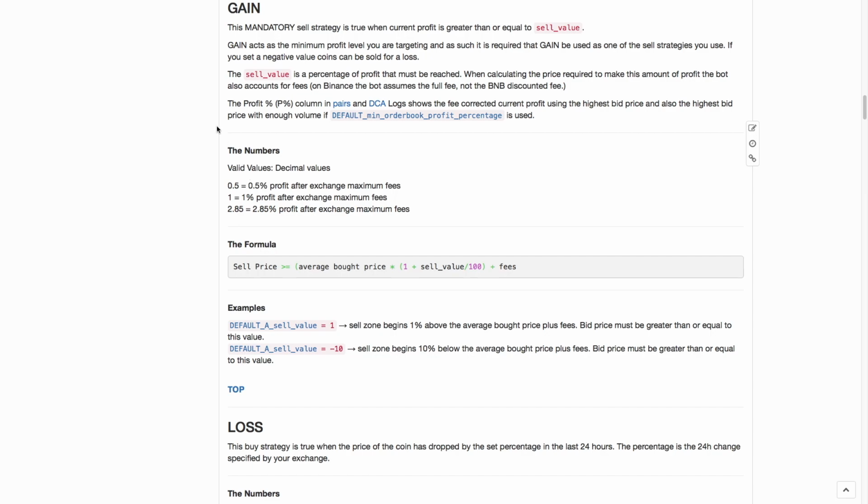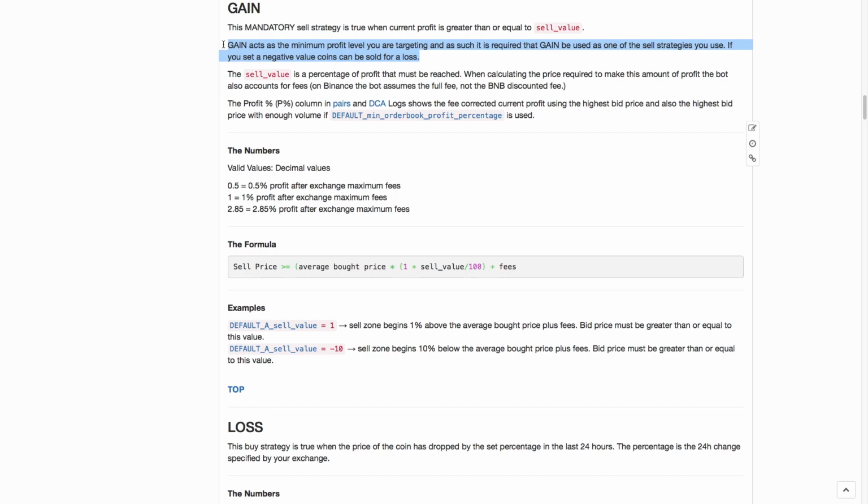Now, there is a neat little feature about this that was not in version 1. Gain can now be used to sell coins at a loss if you want. So if you set a negative value for your gain, it will sell your coins at a loss. Now, this can be useful if, say, you have too much into a specific coin and it has really gone down. It has completely tanked and it can't quite get back up into profit, and you've followed it for weeks and you're tired of hanging on to it.